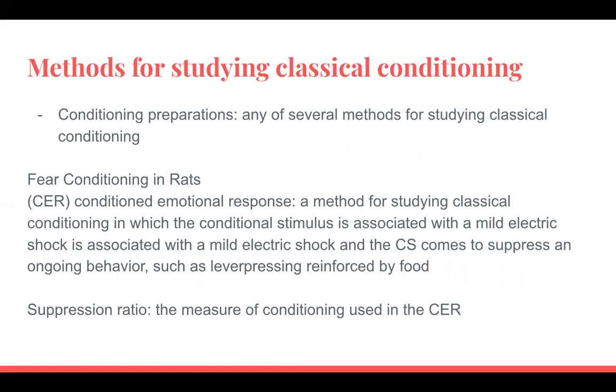Methods for studying classical conditioning, conditioning preparations, any of the several methods for studying classical conditioning. Fear conditioning in rats. The CER, the conditioned emotional response, is a method for studying classical conditioning in which the conditional stimulus is associated with a mild electric shock, and the CS comes to suppress an ongoing behavior, such as lever pressing reinforced by food. Suppression ratio is the measure of conditioning used in the CER.